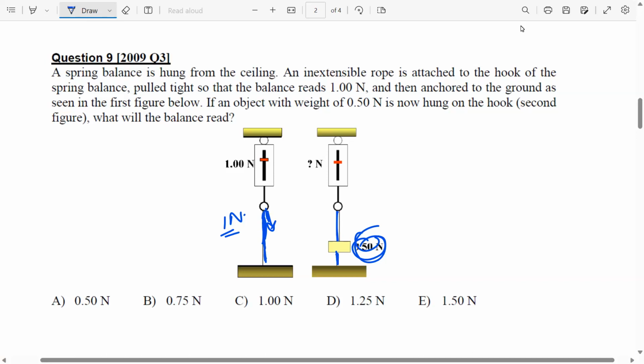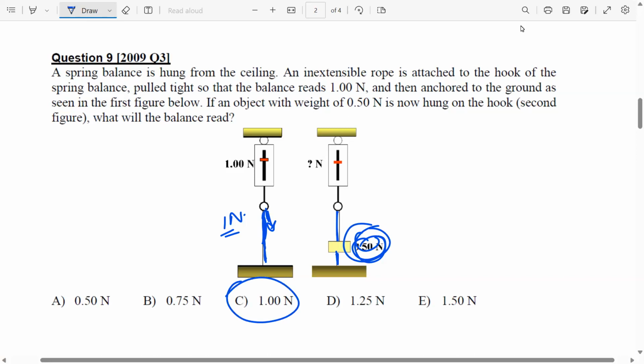Unless this weight is more than 1 Newton, the string will probably totally slacken, because this will count extension. So because of that, when you put it in, the spring balance will still read 1 Newton. This is nothing. This is more of a common sense thing.